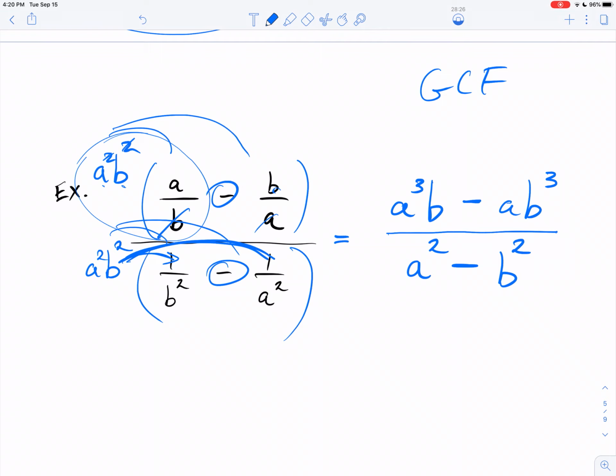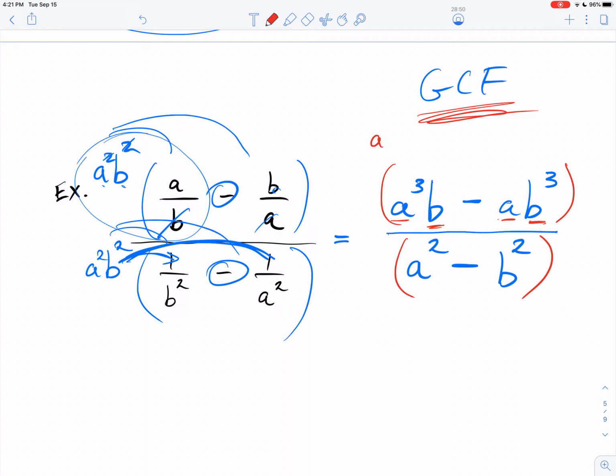What's the top part? The top part is a binomial. The bottom part is a binomial. Do they match exactly? No. But like I said, look for GCFs. They're really hidden gems for you sometimes. I could take an A out, and I could take a B out. Let's do that right here.